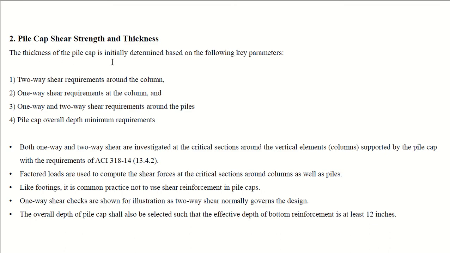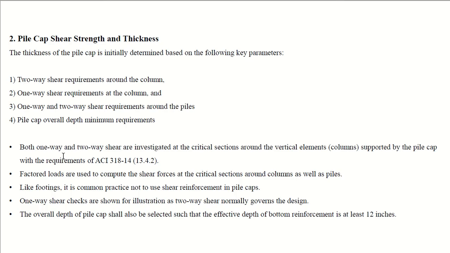The thickness of the pile cap is initially determined based on the following key parameters. Number one is two-way shear requirements around the column. See, column which is on the above, okay, and the top side of the pile cap. One-way shear requirements at the column, and one-way and two-way shear requirements around the piles, both the corner piles and the interior piles, and pile cap overall depth minimum requirements. So these four requirements need to be fulfilled.